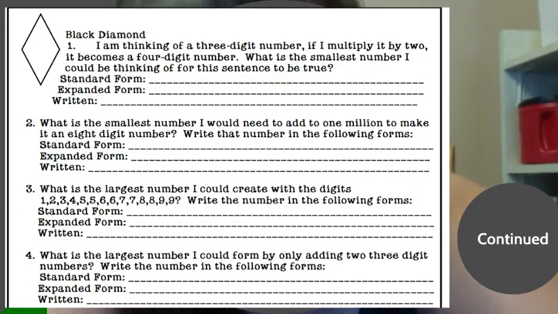Number 2, what is the smallest number I would need to add to 1 million to make it an 8-digit number? Write that number in the following form: standard, expanded, and written. What is the largest number I could write with the digits 1, 2, 3, 4, 5, 5, 6, 6, 7, 7, 8, 8, 9, 9? Write that number in the following forms: standard, written, and expanded. What is the largest number that I could form by only adding 2 3-digit numbers? Write the number in the following terms. So what's basically the largest 3-digit number I could make? And then what would that be if I added them together?